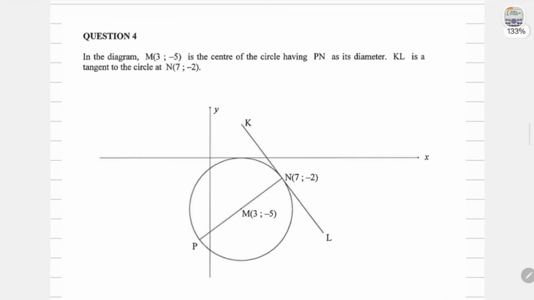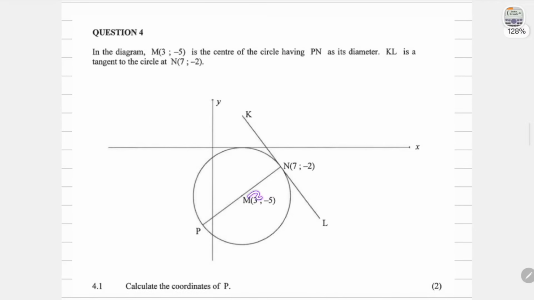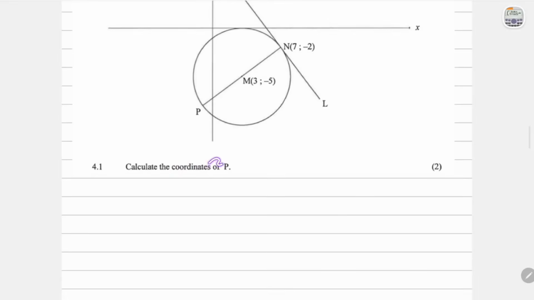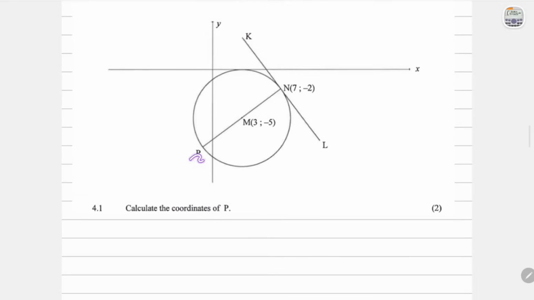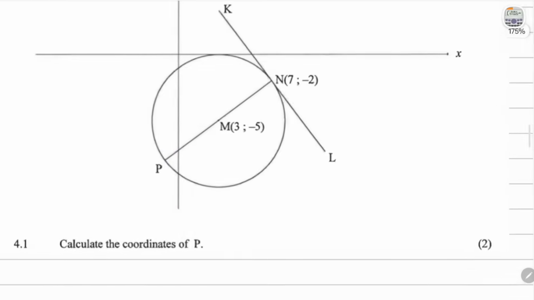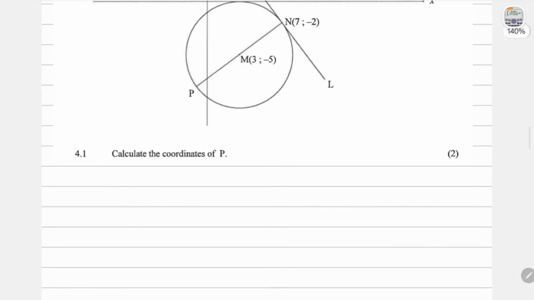Question 4 says, in the diagram, M is the center of the circle, having PN as its diameter. KL is a tangent to the circle at N. Okay, and the first question is to calculate the coordinates of P. So do you see that P is one of the endpoints of the diameter? And if this is the center, this is the midpoint. So we can use the midpoint formula to find this.